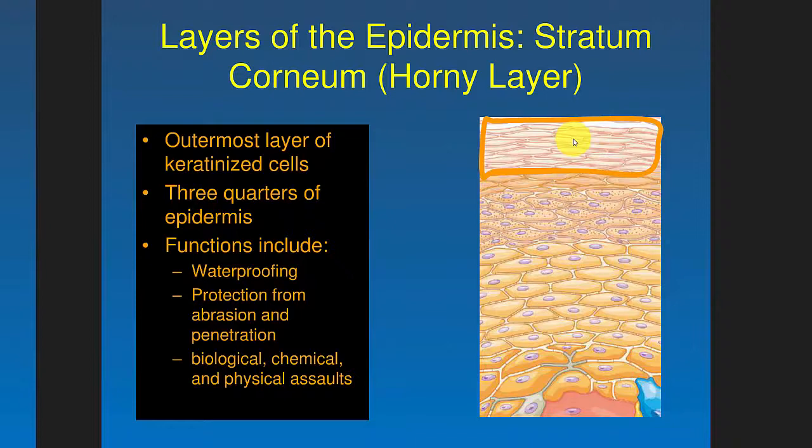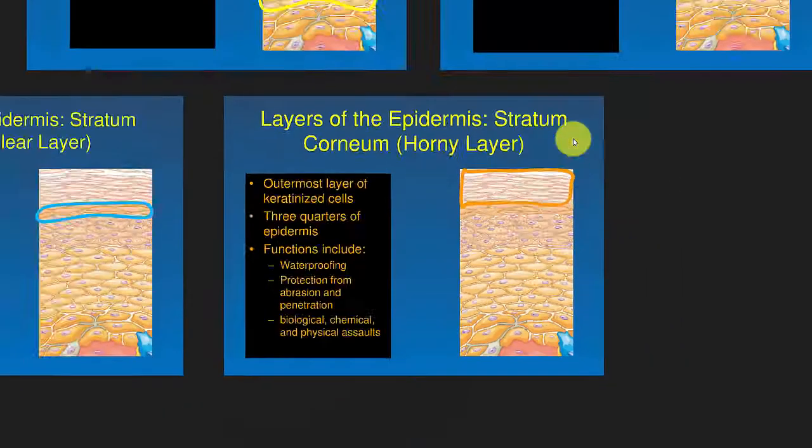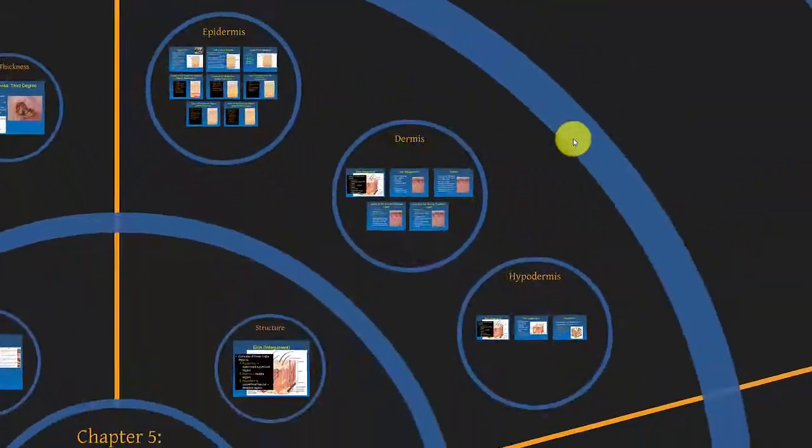Most of the numbers of cells in the epidermis are in the corneum. So clearly it's not the thickest layer, but it has the most number of cells because these cells have dried out and died at this point. Really good for waterproofing. Also, you can lose these cells, like if you get scratched, and still have a barrier, so they're great for protection against abrasion and penetration. And since they're dead, they're the ones that protect you from biological, chemical, and physical assaults. So that's the epidermis.